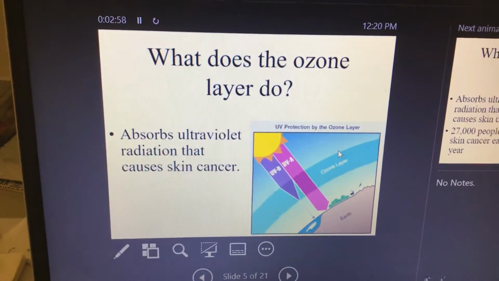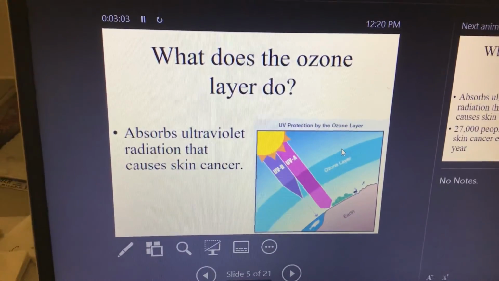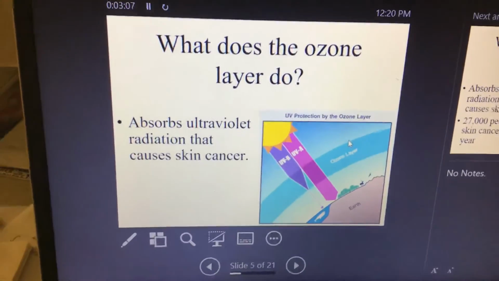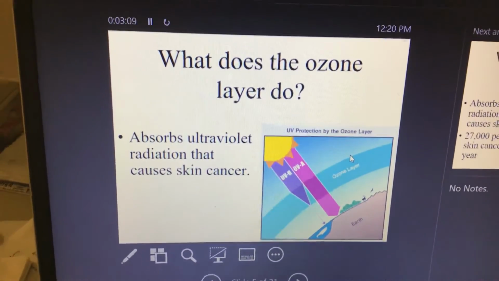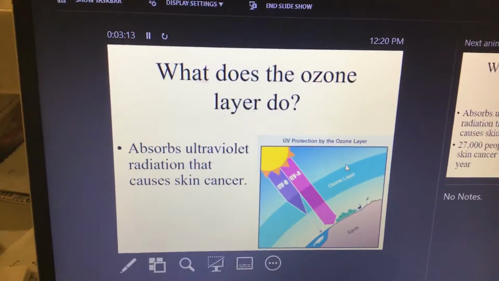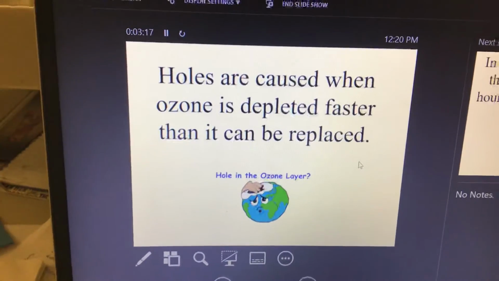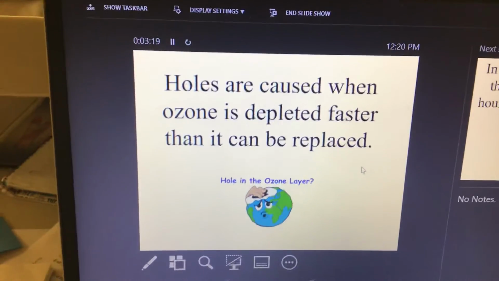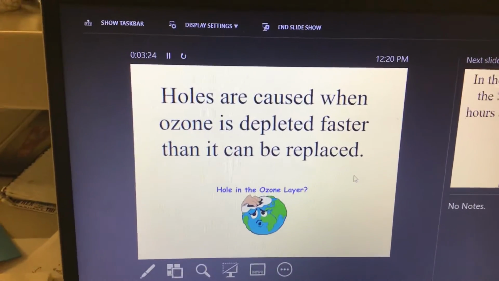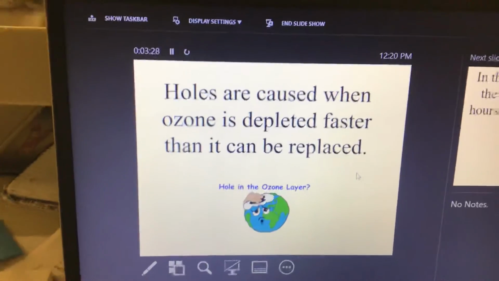Now imagine if there'd be holes in the ozone layer, then more UV radiation is going to get to the Earth and hurt things, or cause cells to mutate, because that's what cancer does. You don't need to write this, but holes are caused when the ozone is depleted faster than it can be replaced.